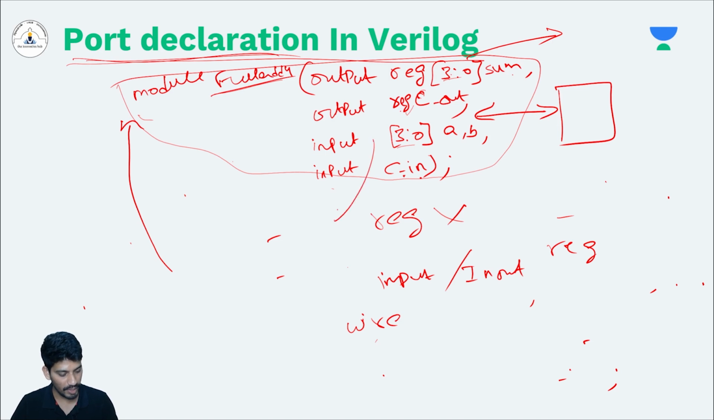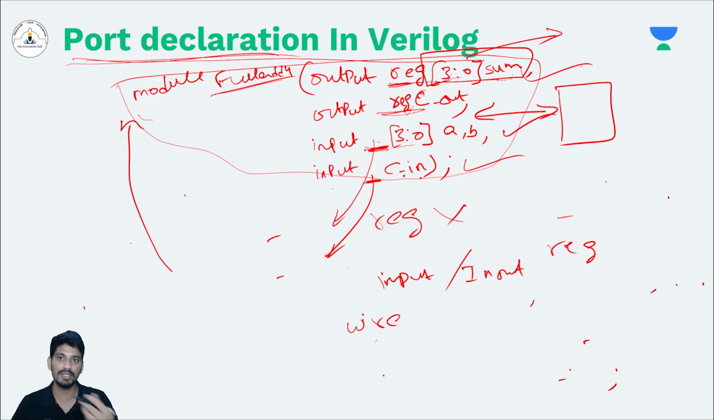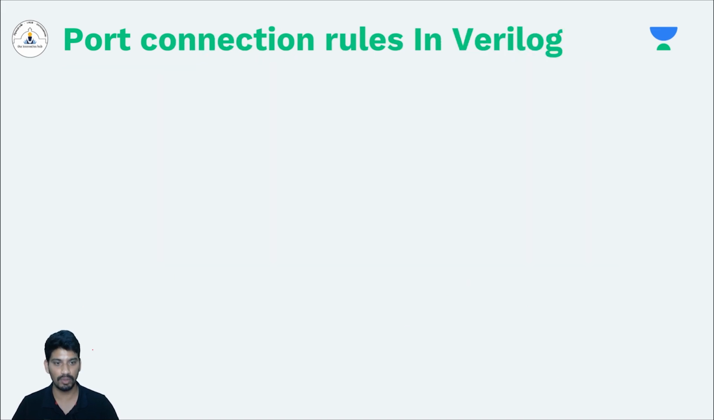If you don't define any data type, by default, Verilog will take it as a wire data type. So that's why for the inputs, I'm not defining any data type. They are taken as a wire data type by default. In this case, I want the output to be a register data type. That's why I have defined sum and cout with the register data type. This thing is very, very important. If you understand this, then you will understand the rules of port mapping. Okay. Let's see what the rules of port mapping are.